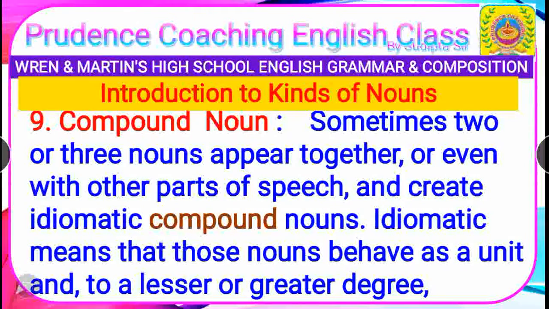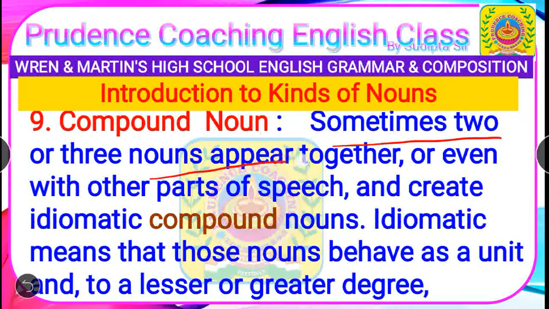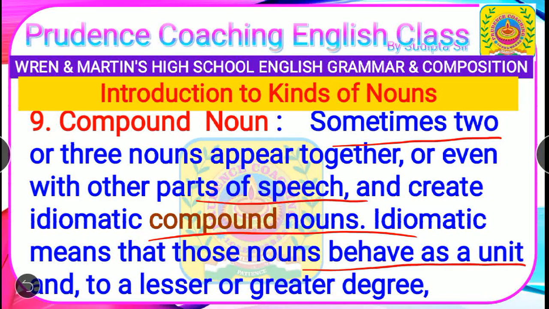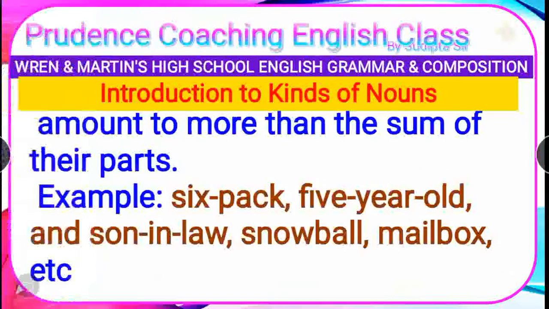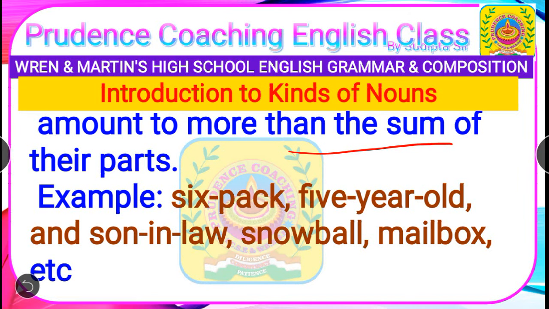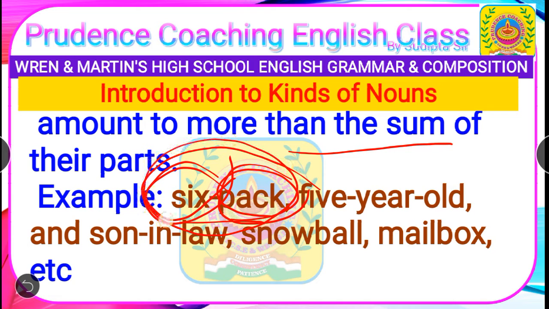Next there is compound noun. Sometimes 2 or 3 nouns appear together, or even with other parts of speech, and create idiomatic compound nouns. Idiomatic means that those nouns behave as a unit and, to a lesser or greater degree, amount to more than the sum of their parts. So the example will explain it best. Six pack: here six is another part of speech, an adjective, and pack is the noun. So relating with the other parts of speech, it forms a single unit. So here six pack is a compound noun.